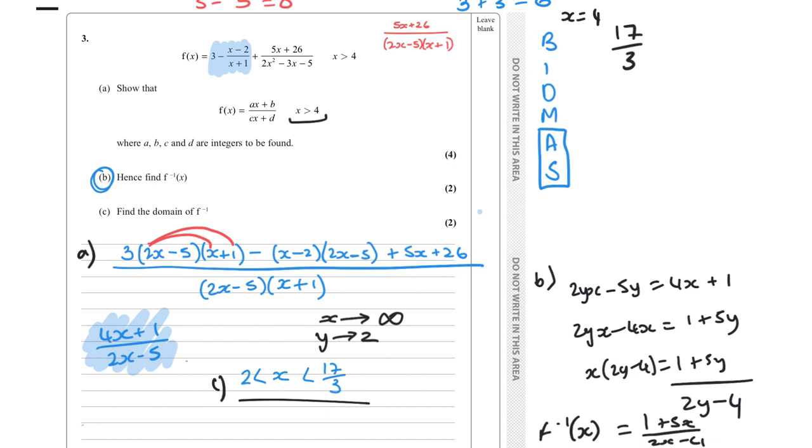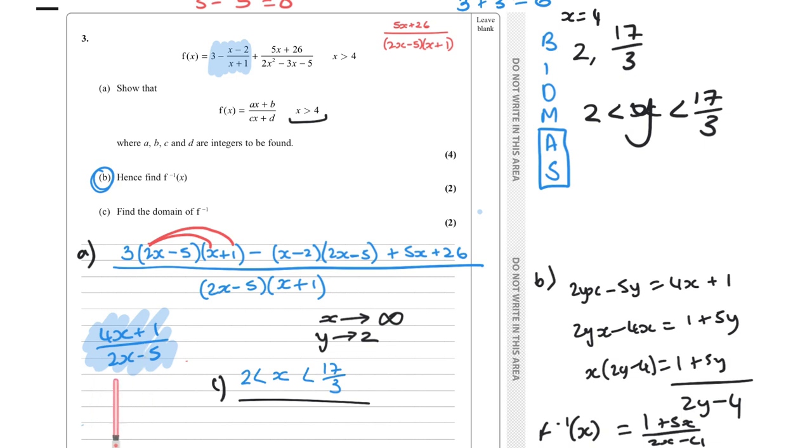Now, if you've got 2 and 17 over 3, which one's bigger? 17 over 3. So I know that 2 is less than x is less than 17 over 3, because that essentially is my range for f of x, which becomes the domain of my inverse function. Okay? But this is for my y, which now becomes my x.